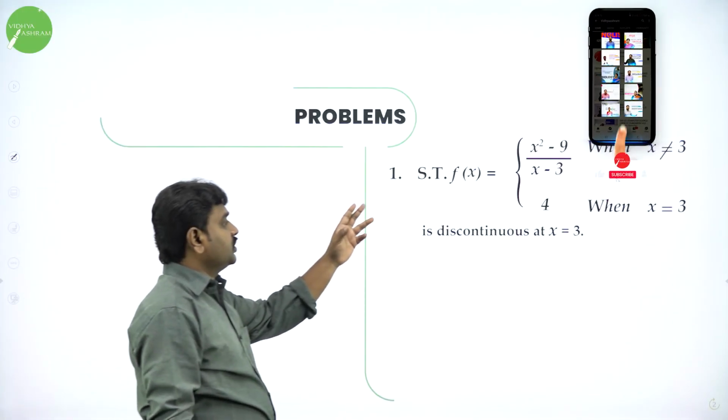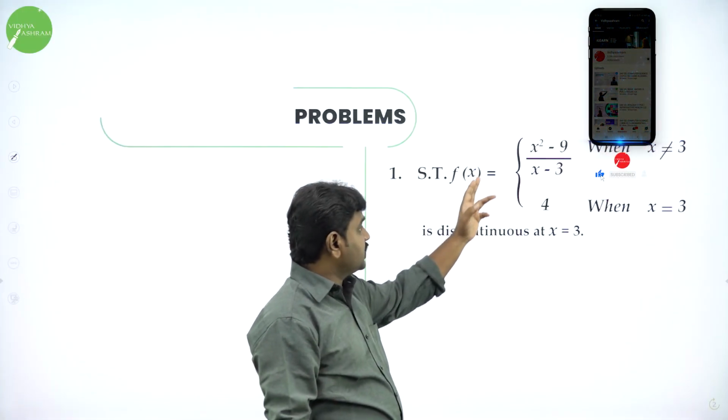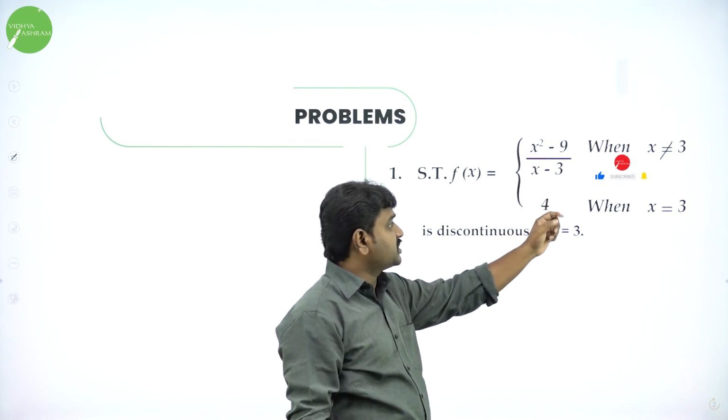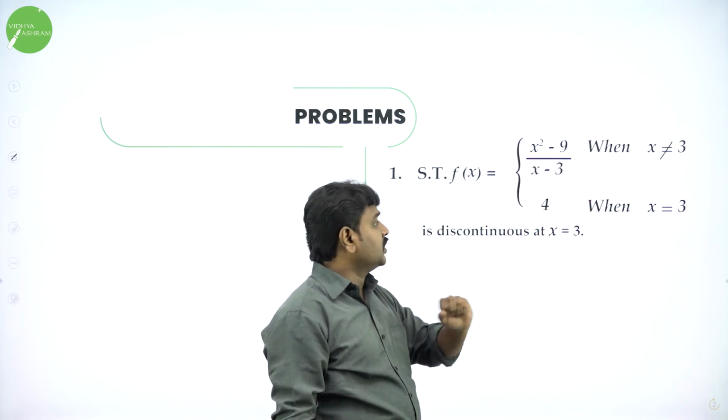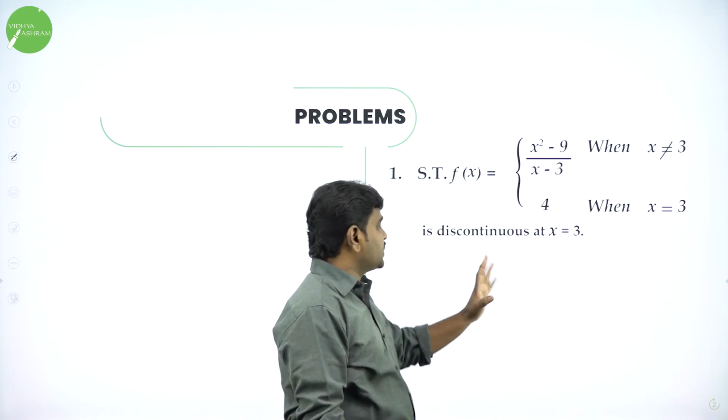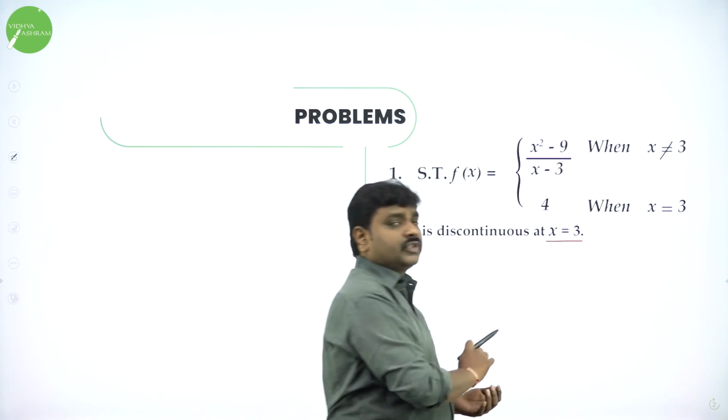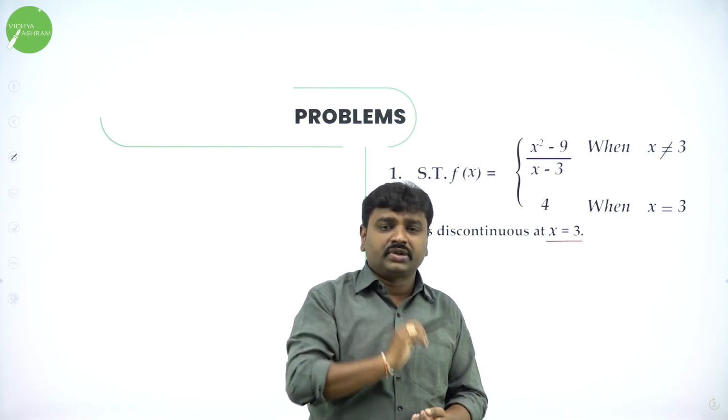Now the first question, show that f of x is equal to x square minus 9 by x minus 3 when x not equal to 3 and 4 when x equal to 3 is continuous at x equal to 3. Now you need to prove it is continuous.